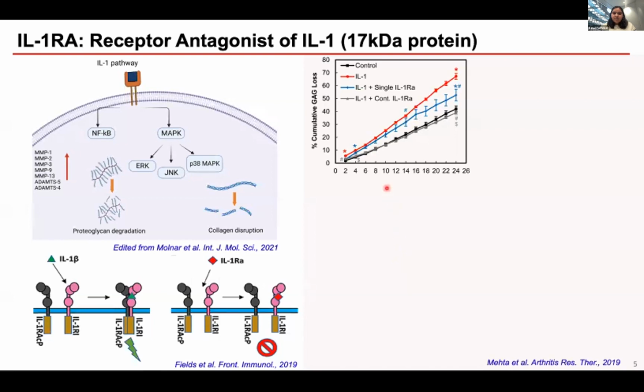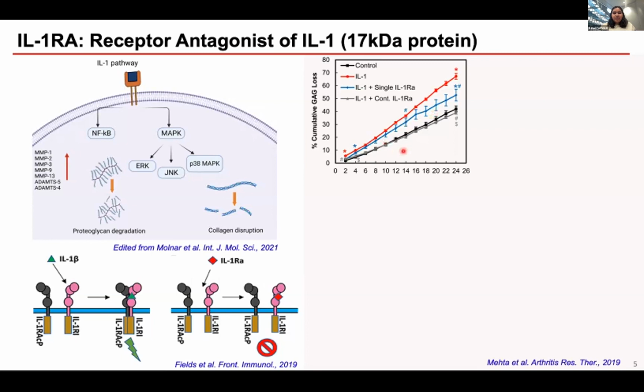In this first graph, this black curve represents the healthy control in which we can see a gradual increase in the GAG loss as expected. The red curve shows IL-1 or arthritic condition in which the GAG loss is significantly elevated. The blue curve represents a single dose of IL-1RA, which mimics the rapid clearance of IL-1RA from the joint and thus is unable to suppress the GAG loss.